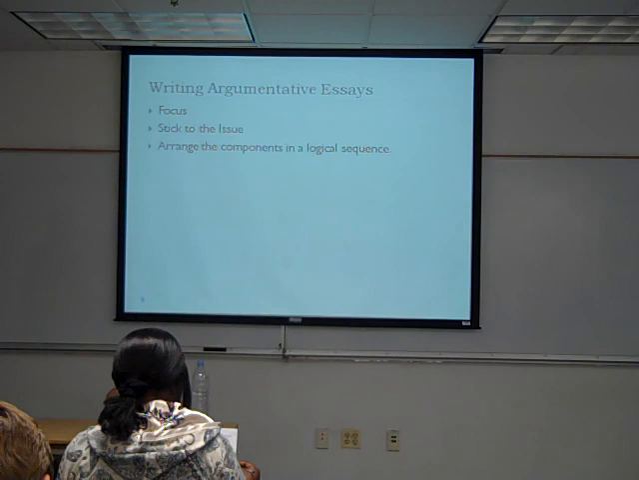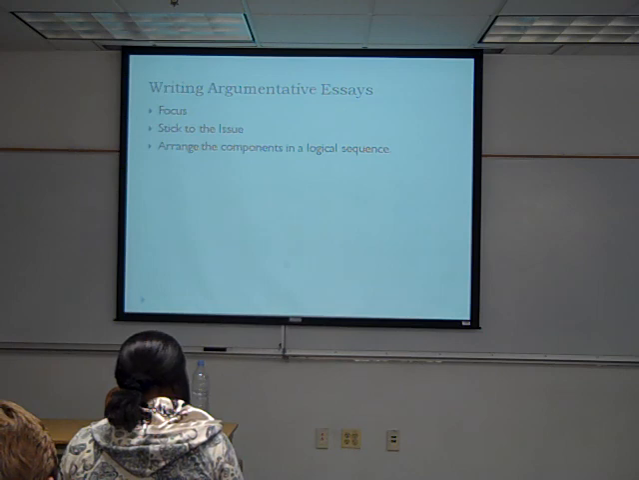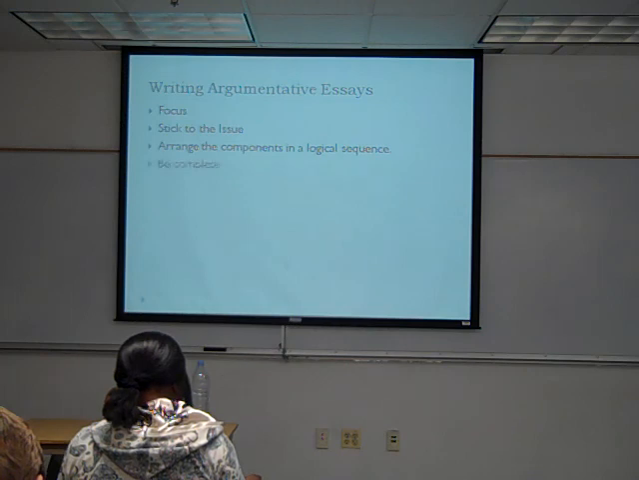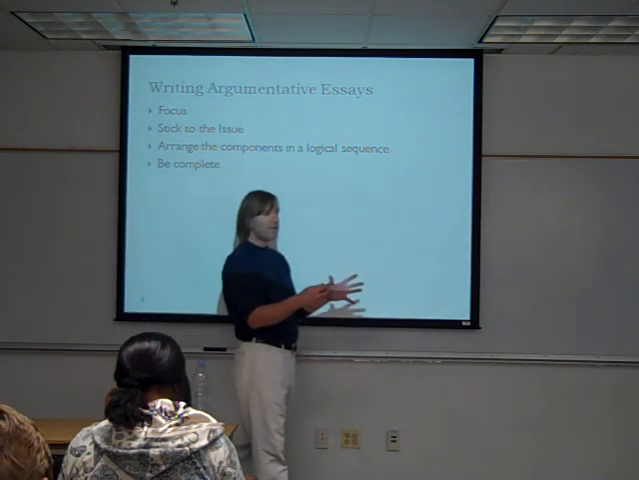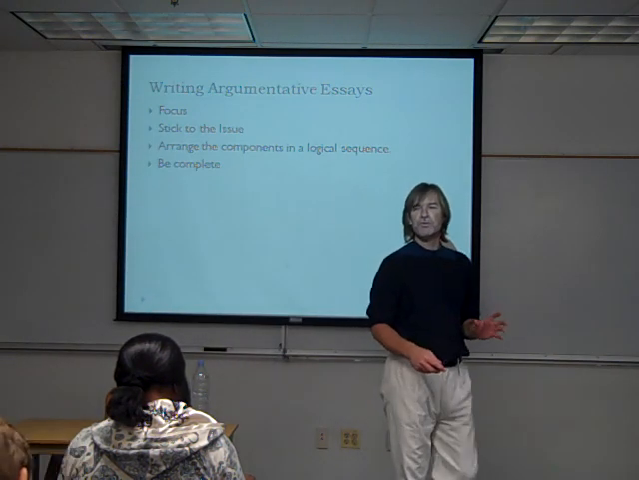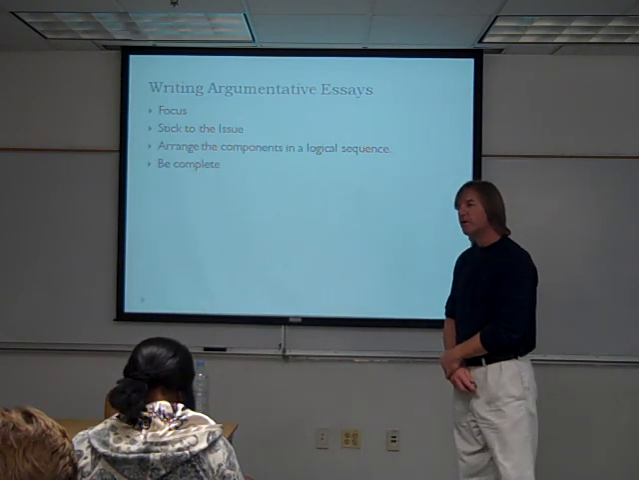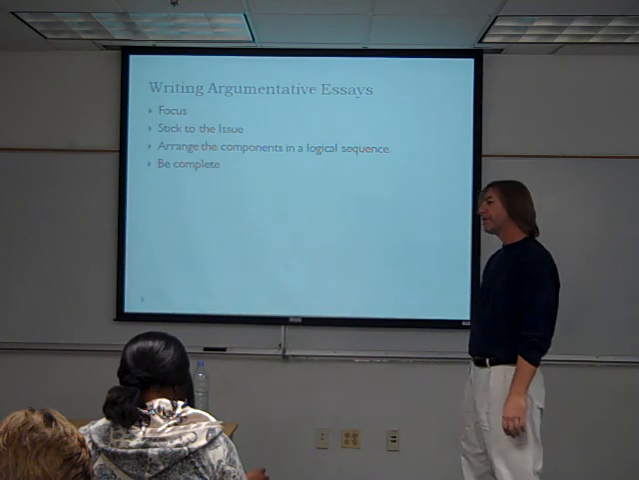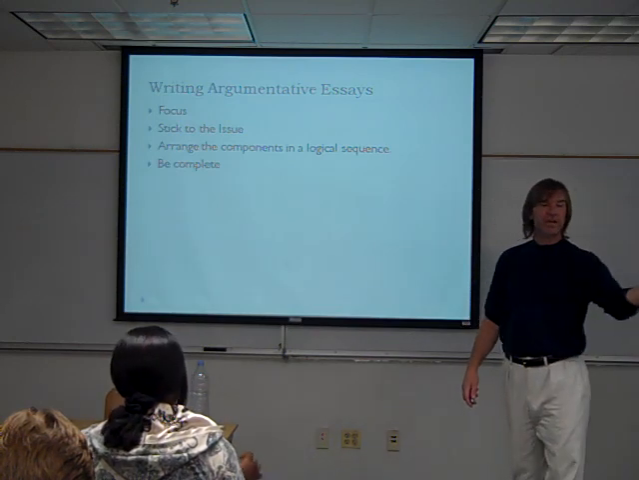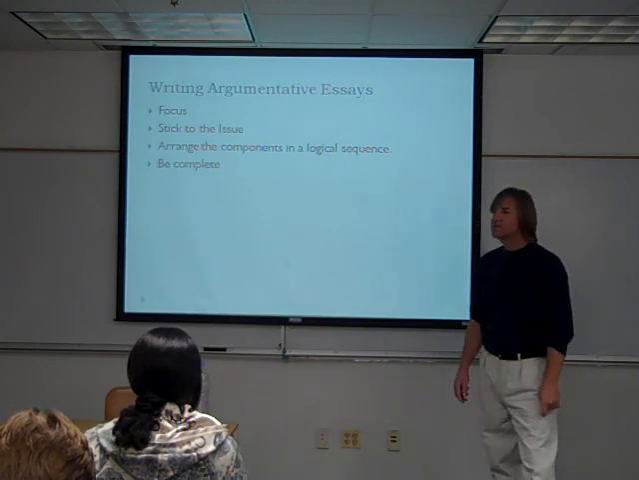Arrange the components in a logical sequence, in a way that makes sense, so that they don't appear random. And be complete. If there's an important part of the issue that others address in detail because of its importance, and you don't talk about it at all, then that could be perceived as a gaping hole in your argument. You didn't consider the blank fallacy. Why didn't you discuss that? My goodness. So you need to be complete as much as you can in the 5 or 10 pages of the essay. Questions, comments?